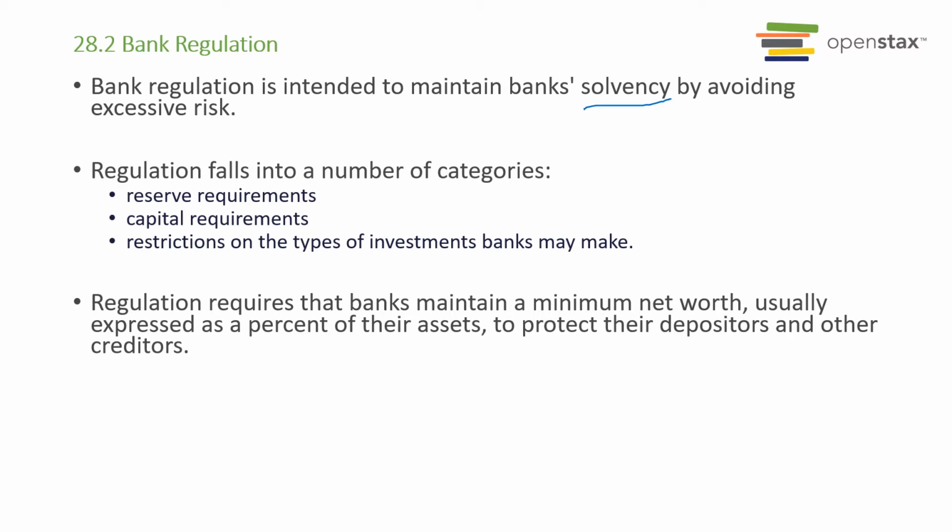The regulations can fall into three categories. They're called reserve requirement, so how much cash the bank must hold on to. Capital requirement, so how much of the owner's investment must be in the bank.